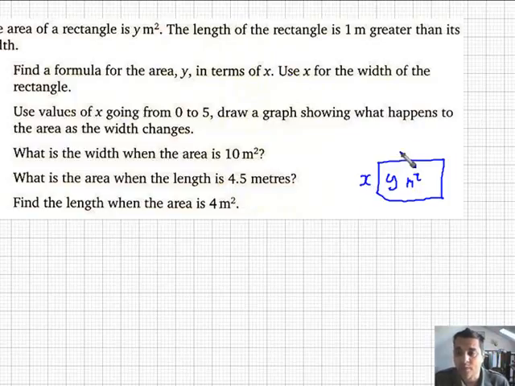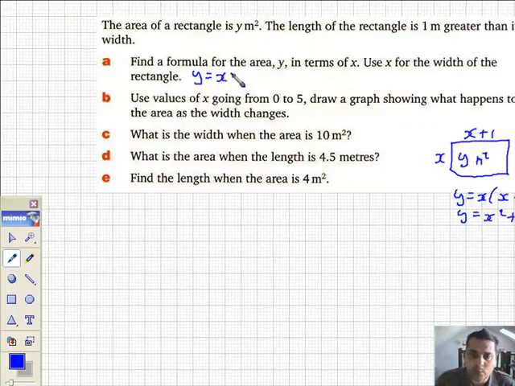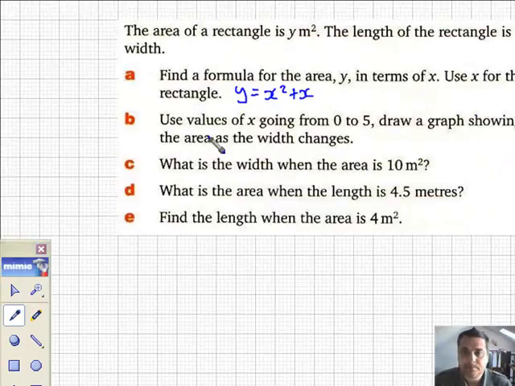So let's say the width is x, then the length is going to be x plus 1 because it's 1 meter greater than the width. So there we are. Let's form an equation. Well, the equation is going to be y equals x multiplied by x plus 1. Be good enough. Don't have to multiply out, but we can if you want to. So let's just do that. That'll be x squared plus x. So that's the formula. So y equals x squared plus x, and that's the area of the rectangle of area y. Use values of x from 0 to 5 and draw a graph.